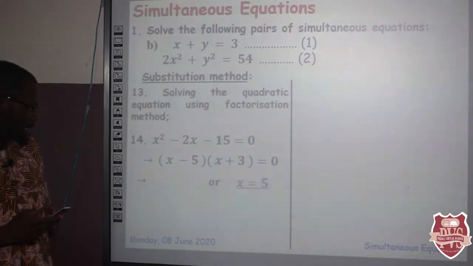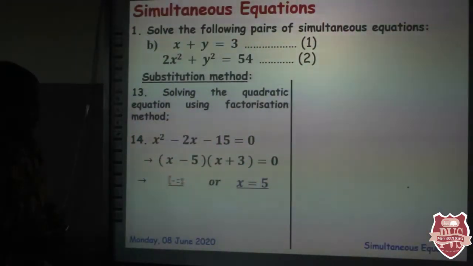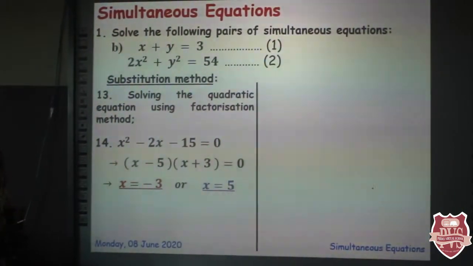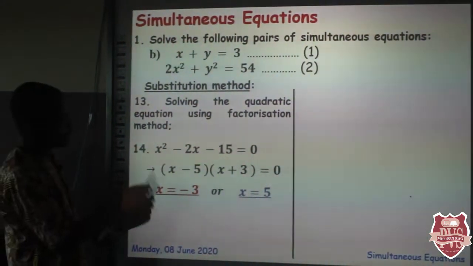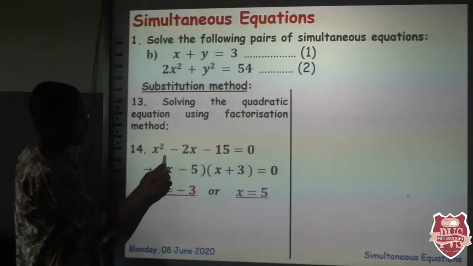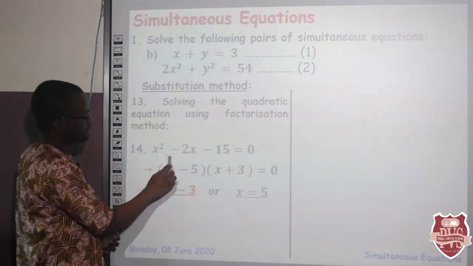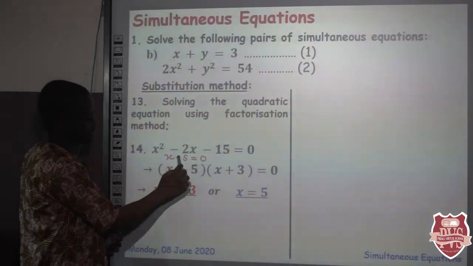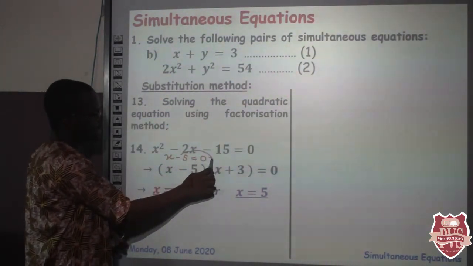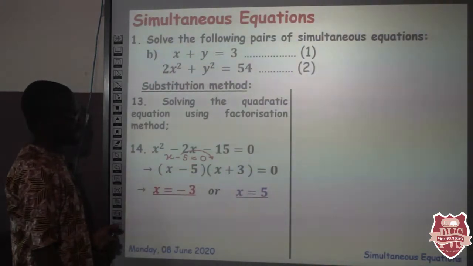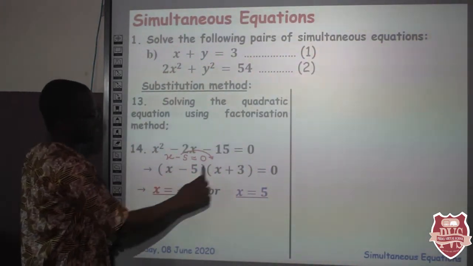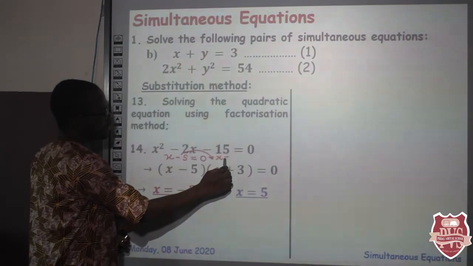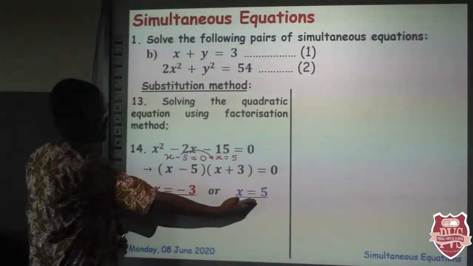And so the 2 values of x are x is equal to minus 3 or x is equal to 5. Well, I can simply show you how we got these 2. Now from here, if x minus 5 is equal to 0, then to get the value of x, you move the minus 5 to the right hand side. When you move it, the sign changes, and so you have x is equal to 5, which is this 5.